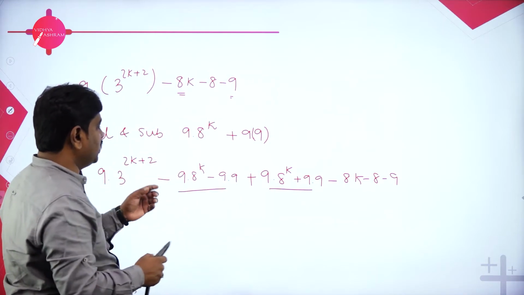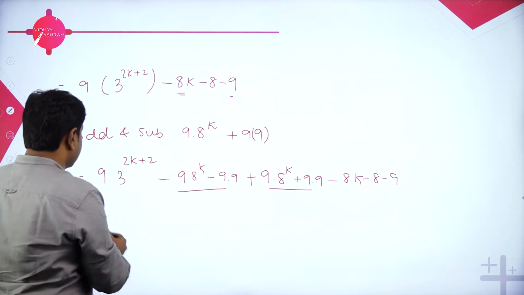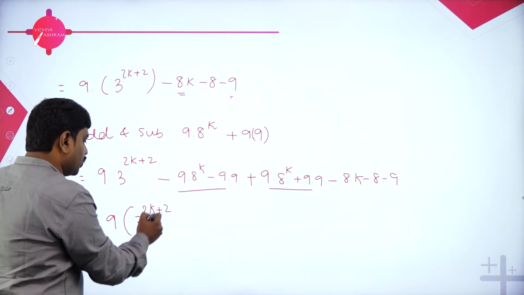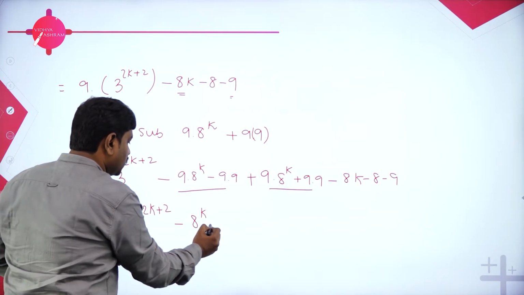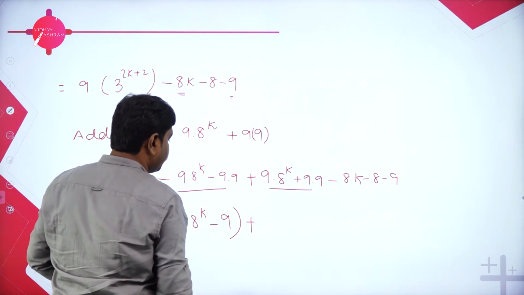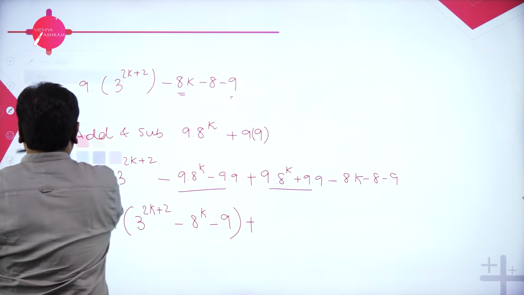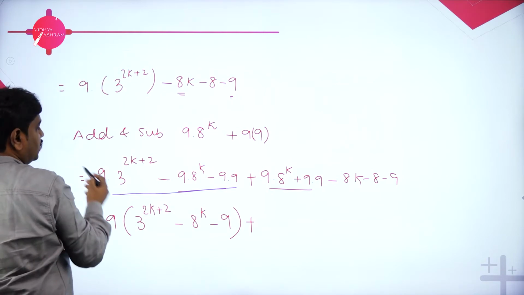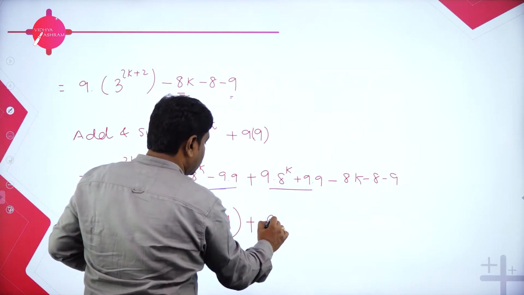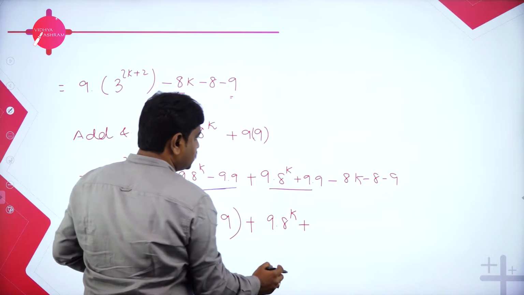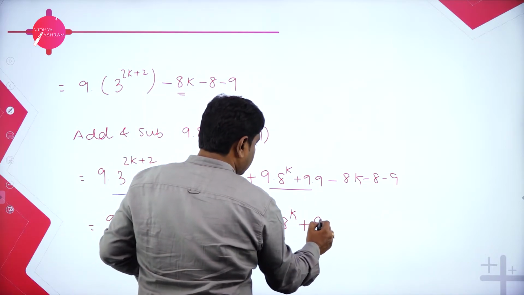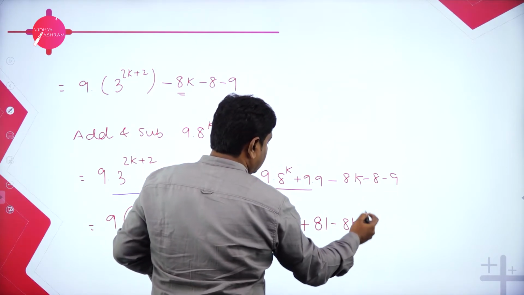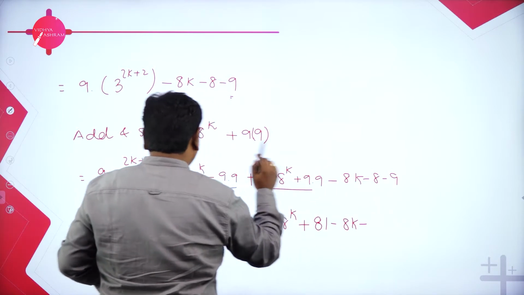So please understand, in between I'm introducing this. Why? Because I can take 9 common. If I take 9 common, I'll have 3 power 2k plus 2 minus 8 power k minus 9 plus. So in these three terms I took 9 common. Remaining I'll simplify. 9 times 8 power k plus 9 times 9, 81, minus 8k minus 9, and 8 17, or you can take 9 common in all.